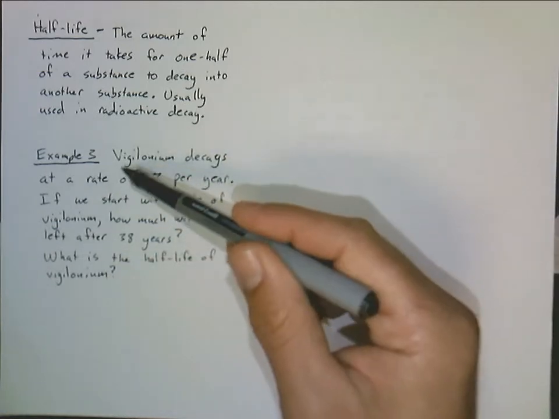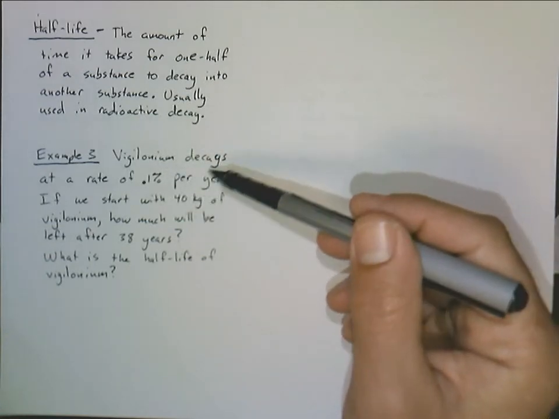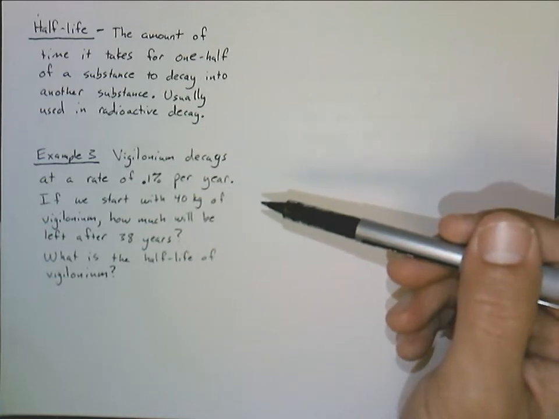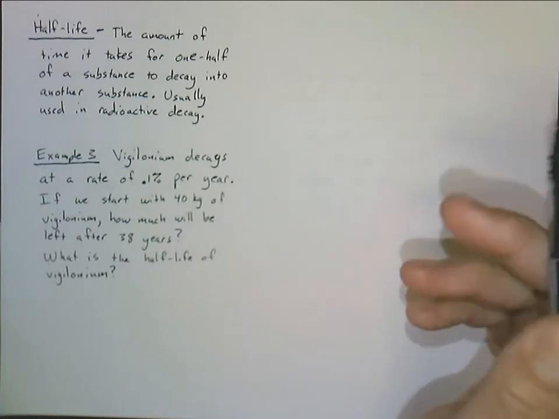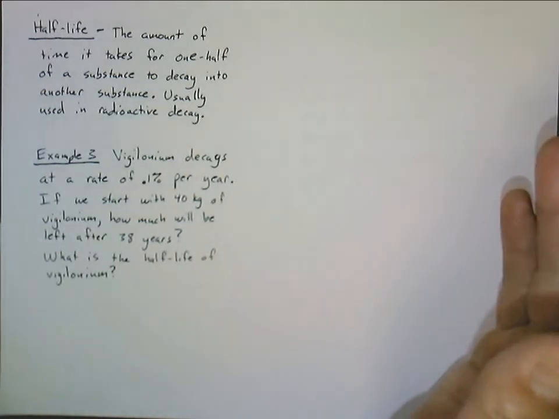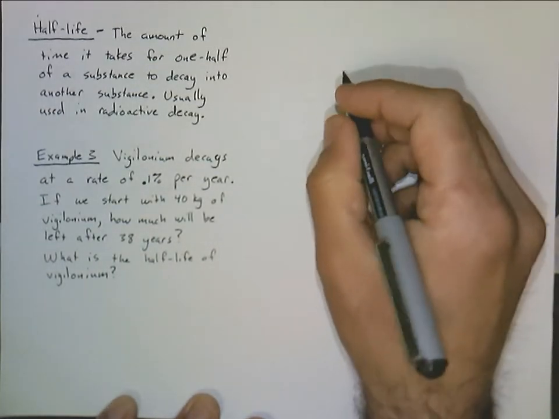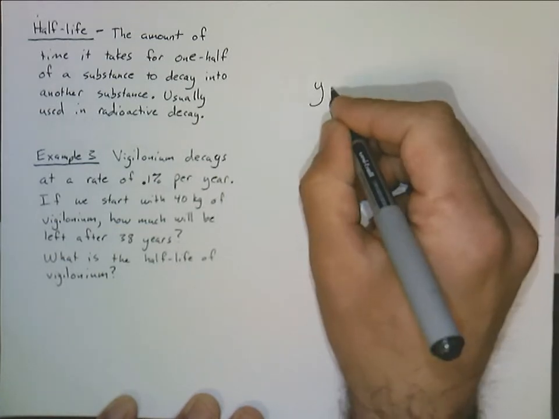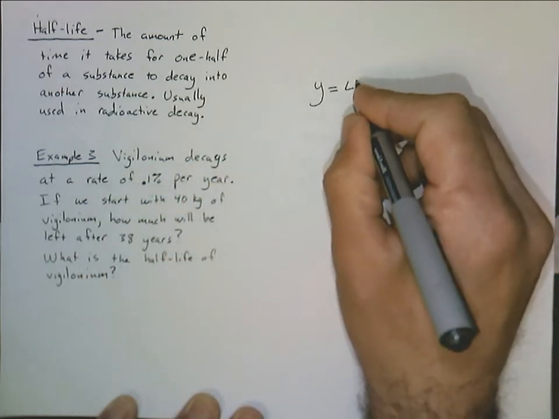So as an example, we'll make up this new element, vihelonium. Suppose a certain isotope of vihelonium decays at a rate of 0.1% per year, or 0.001. If we start with 40 kilograms of this stuff, how much are we going to be left with after 38 years? We also want to know what the half-life is. So what we'll do here is just first set up our equation for exponential decay. So y being the amount that we're going to be left with after a certain amount of time. We're starting with 40 kilograms. That's our initial amount.